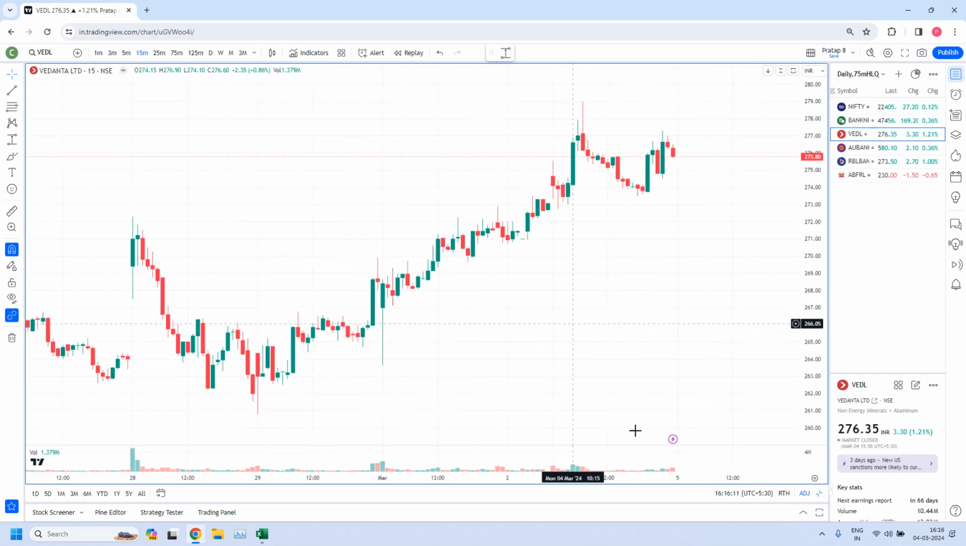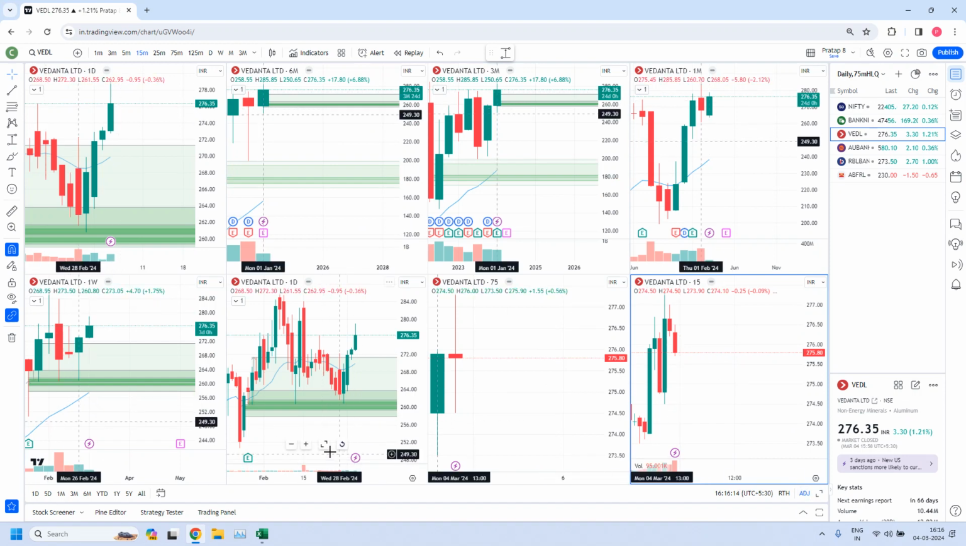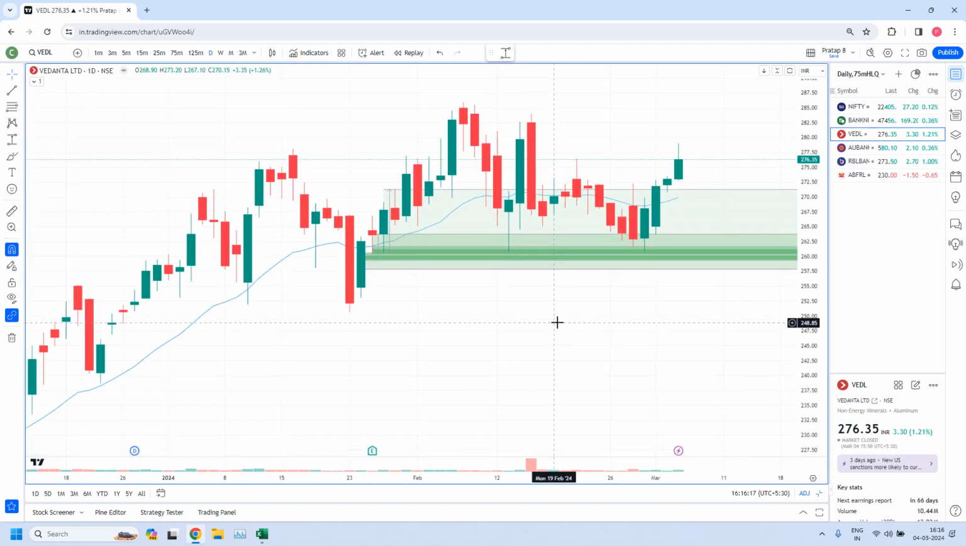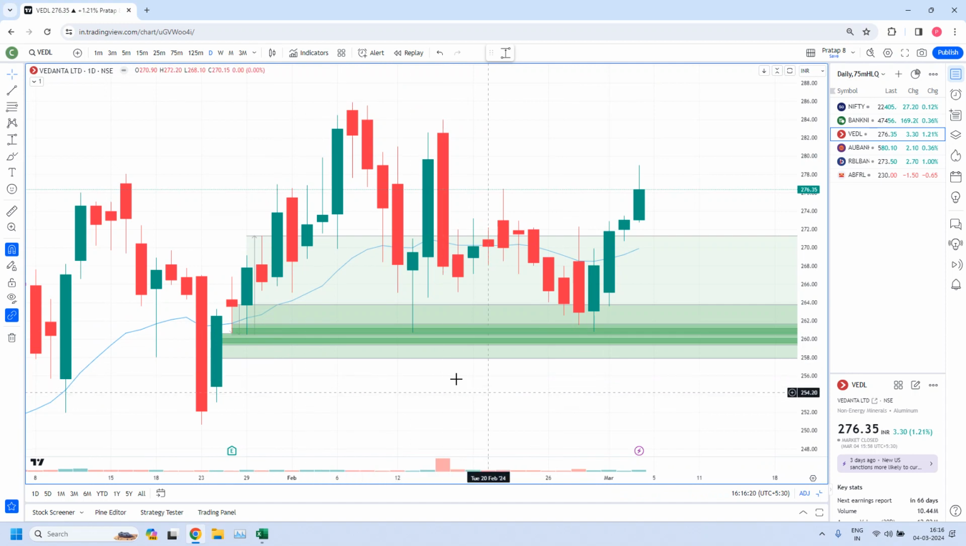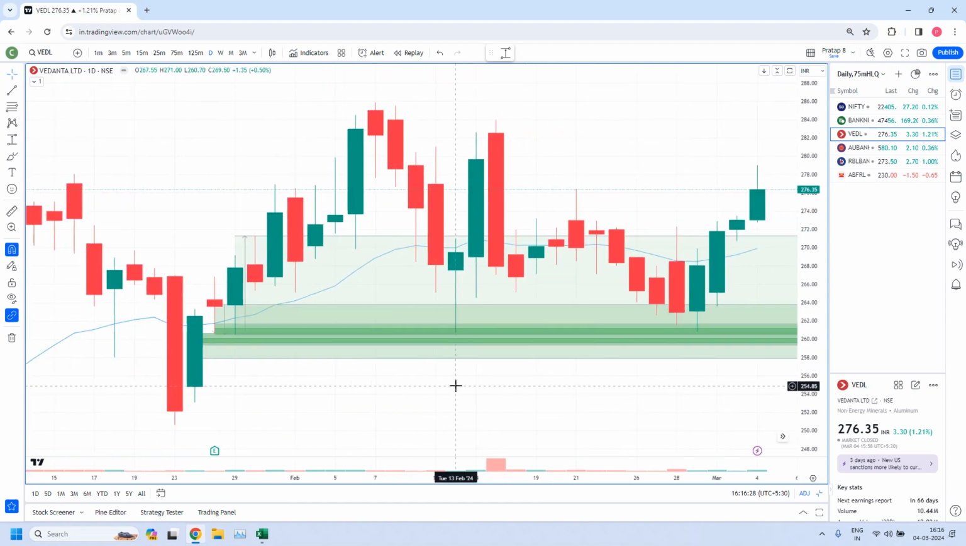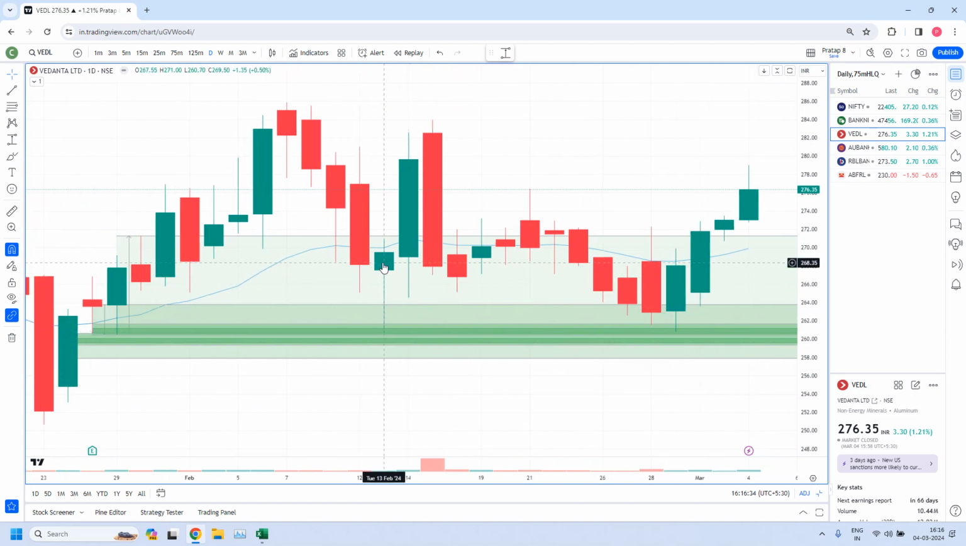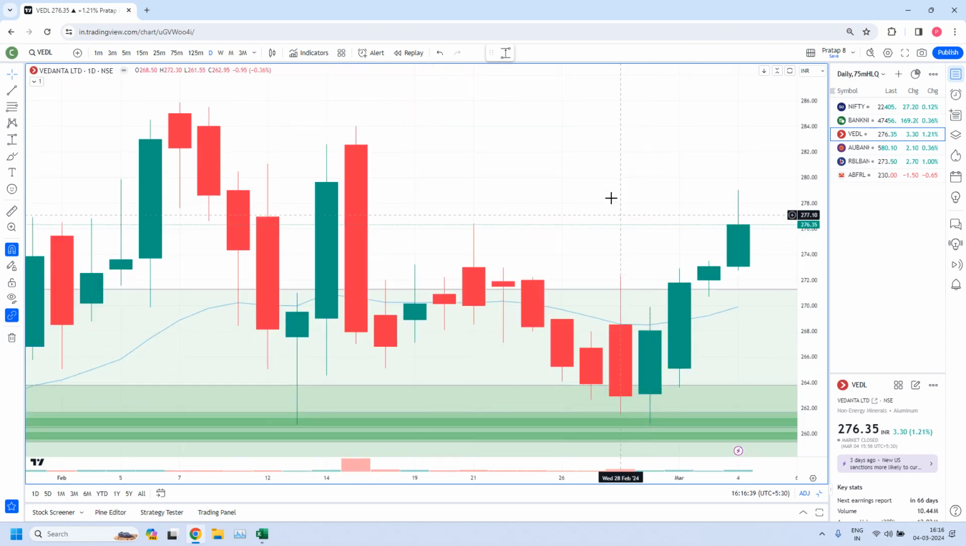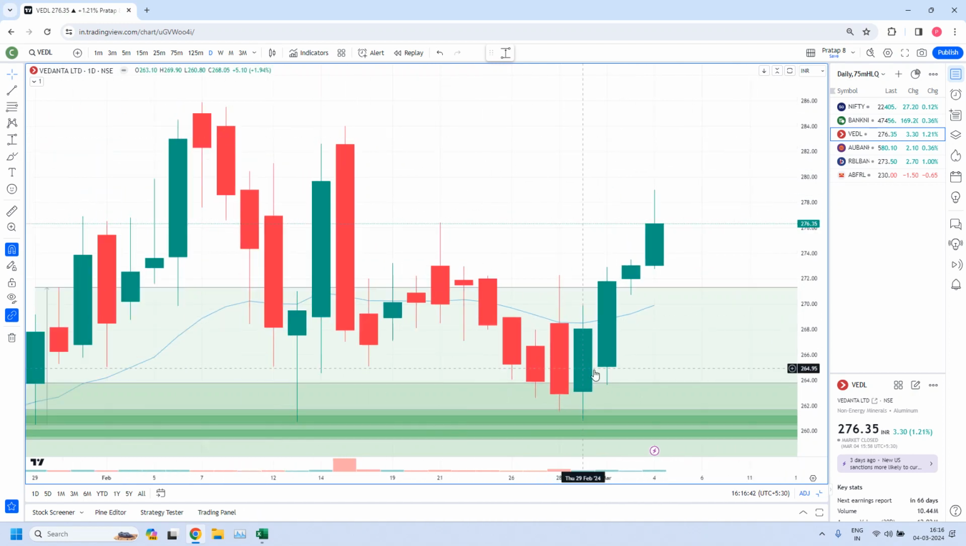One is VEDL, Vedanta. So this is the one. And Vedanta we already fine-tuned previously also. Previously I remember once we got a trade in Vedanta. Maybe this is the one, if I am not wrong. Probably around 13th February, we need to verify. Today we didn't get a trade in Vedanta. But a few days back, 29th February, prices entered into this fine-tuned area and started moving up from here.